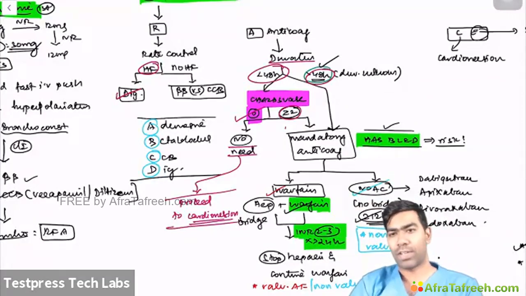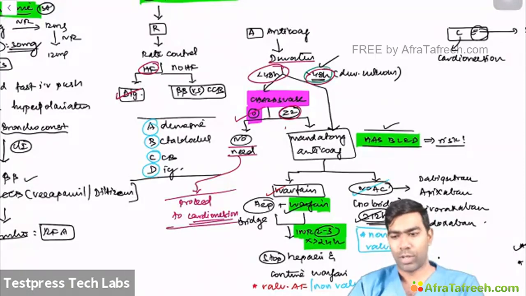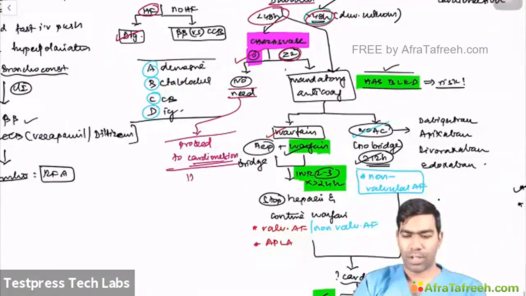So if the patient is not having any risk factor for clot and the tachyarrhythmia score is 0, straight away cardiovert them. That's all. No need to worry about that. So proceed to cardioversion. This is also the basis of something called the pill in the pocket strategy.